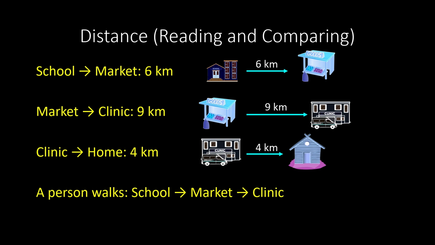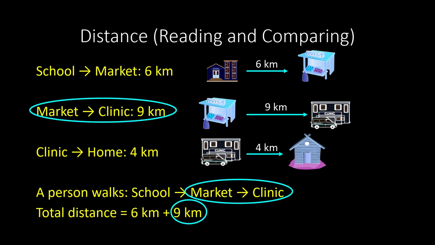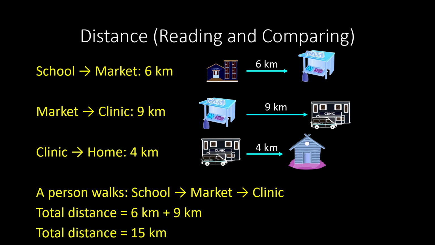In this case, we're looking at the total distance. In other words, we add. So the total distance is the journey from the school to the market, which is 6 kilometers, plus the journey from the market to the clinic, which is 9 kilometers. Altogether, this gives us 15 kilometers.